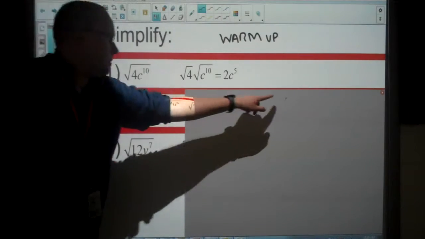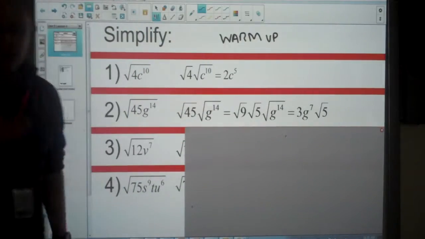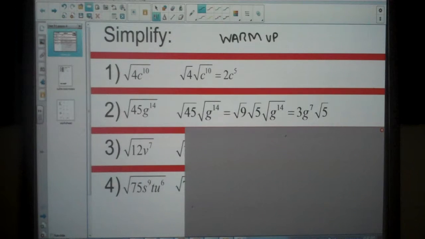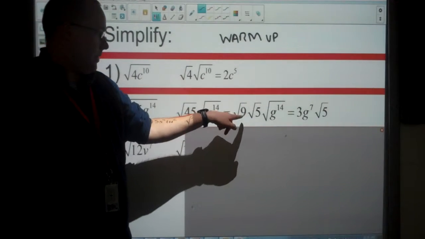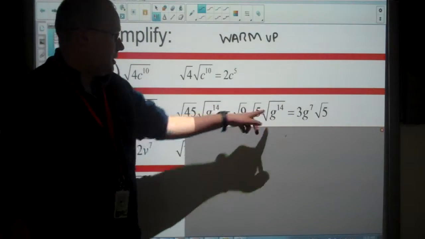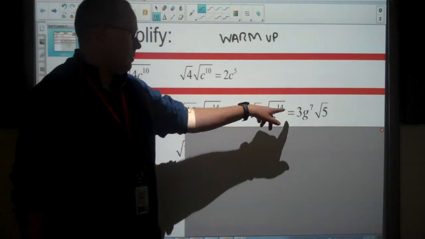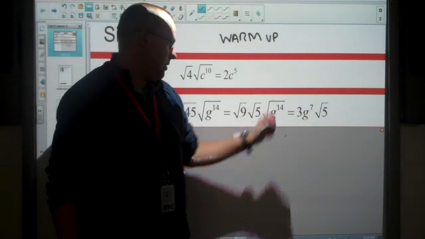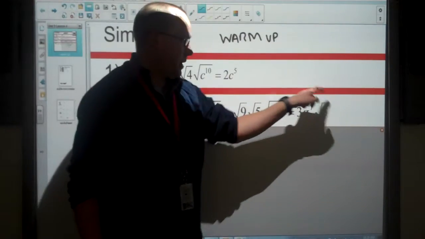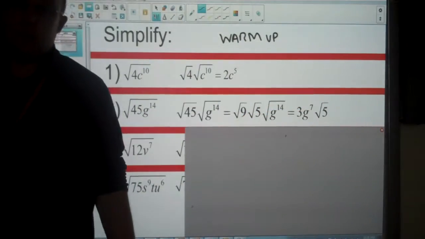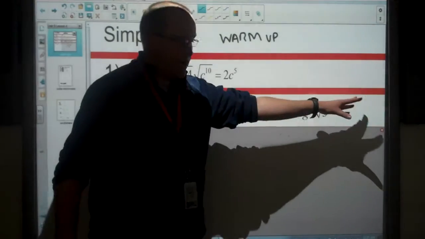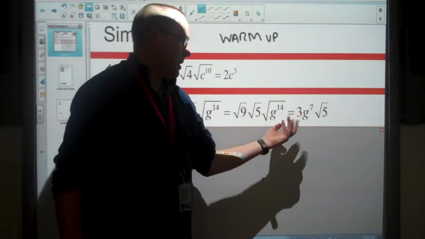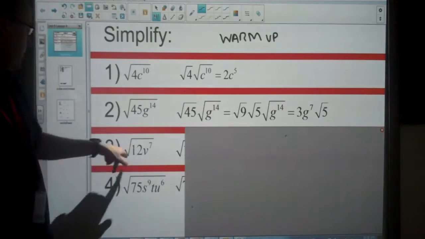Now for the next one, we're going to write it like this. Now we can't work out the square root of 45, so we have to split it up into two parts. So 9 and 5 works because we can do the square root of 9, it's 3. G to the 14 we can also work out straight away because a half of 14 is 7. And then a radical 5, which we can't work out, we move to the end by the commutative rule. So when we're writing our answers, anything that's a radical will need to be at the end of the answer, and anything that's not a radical will need to be at the start of our answer.